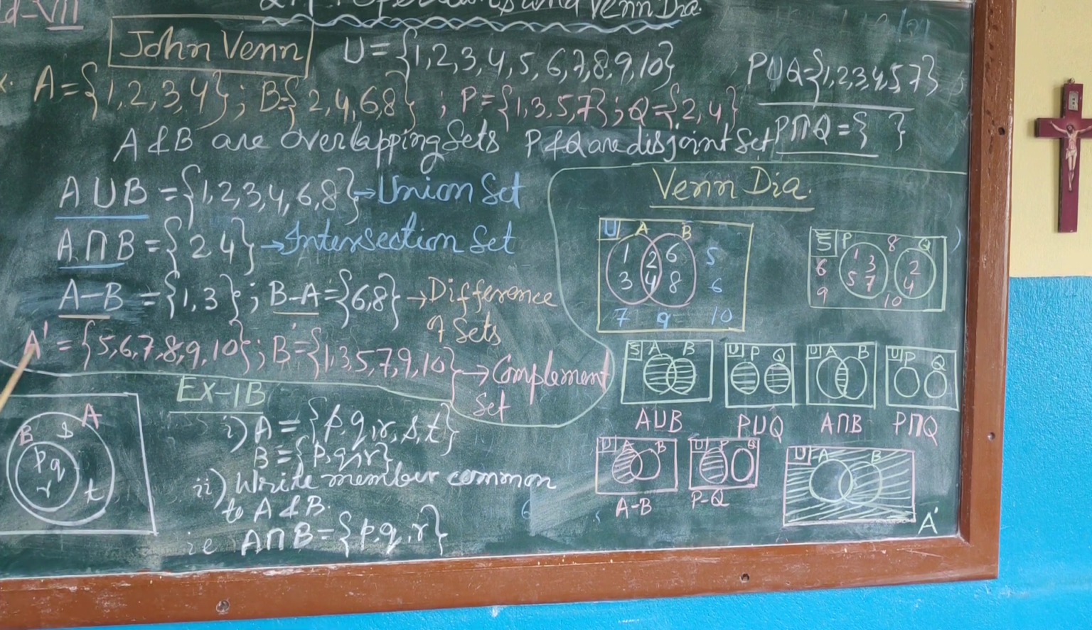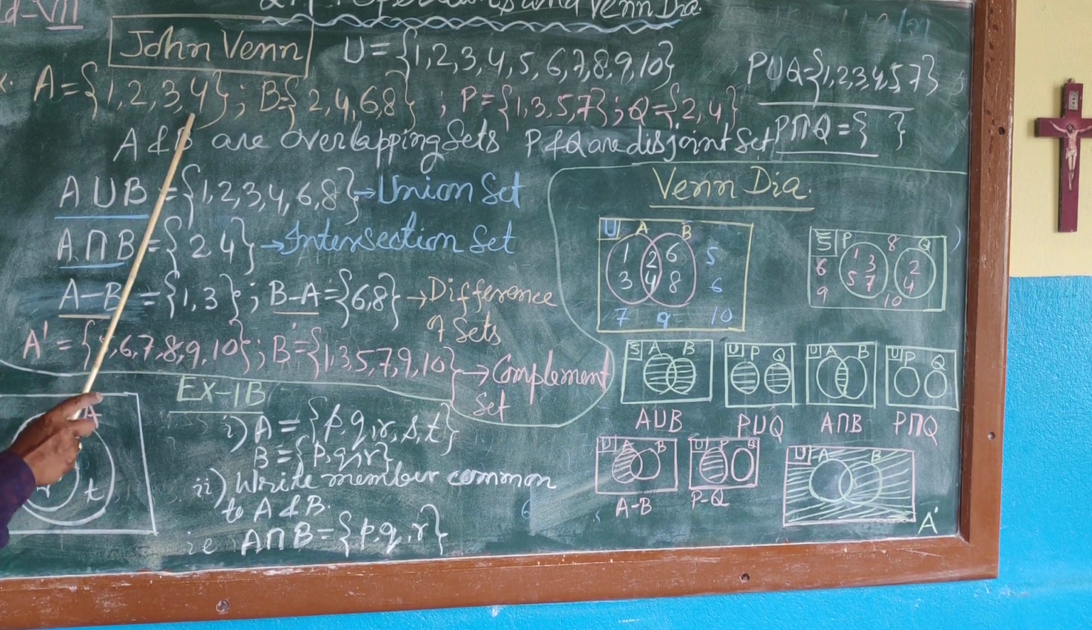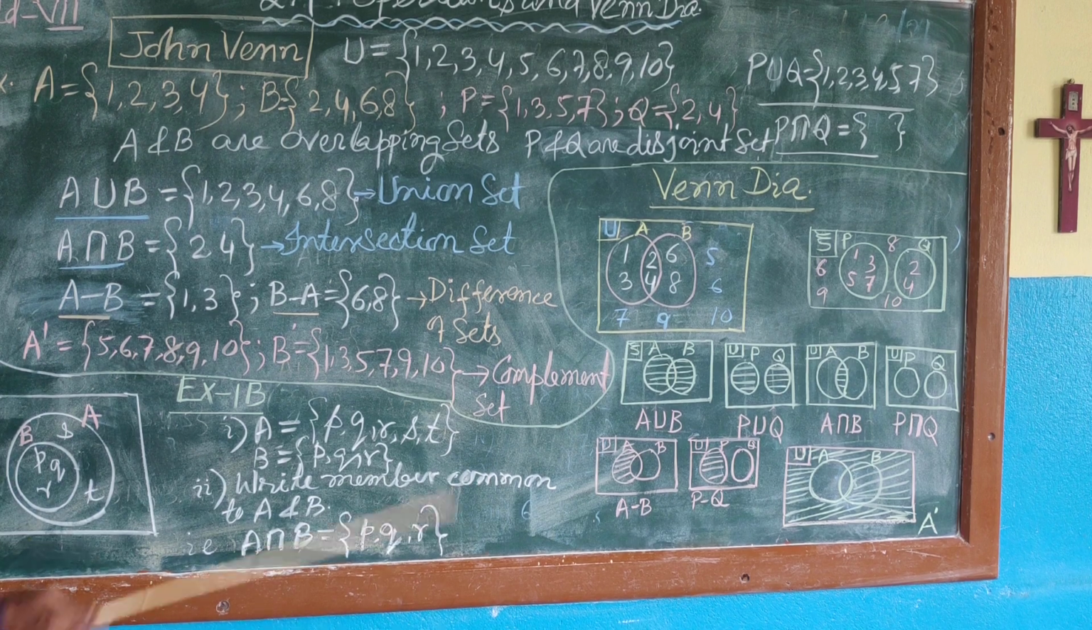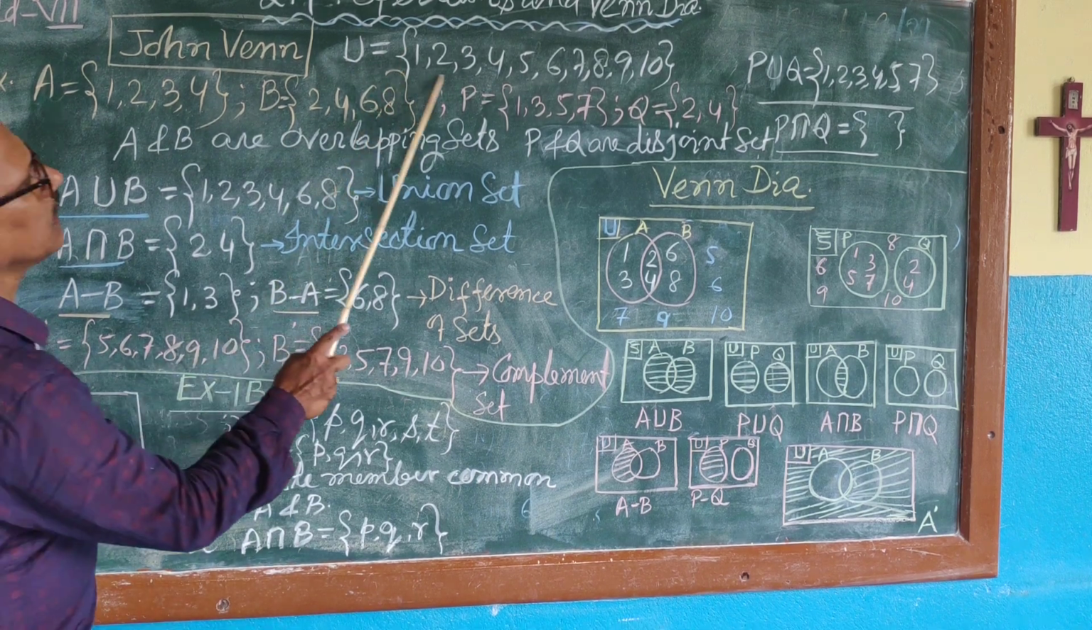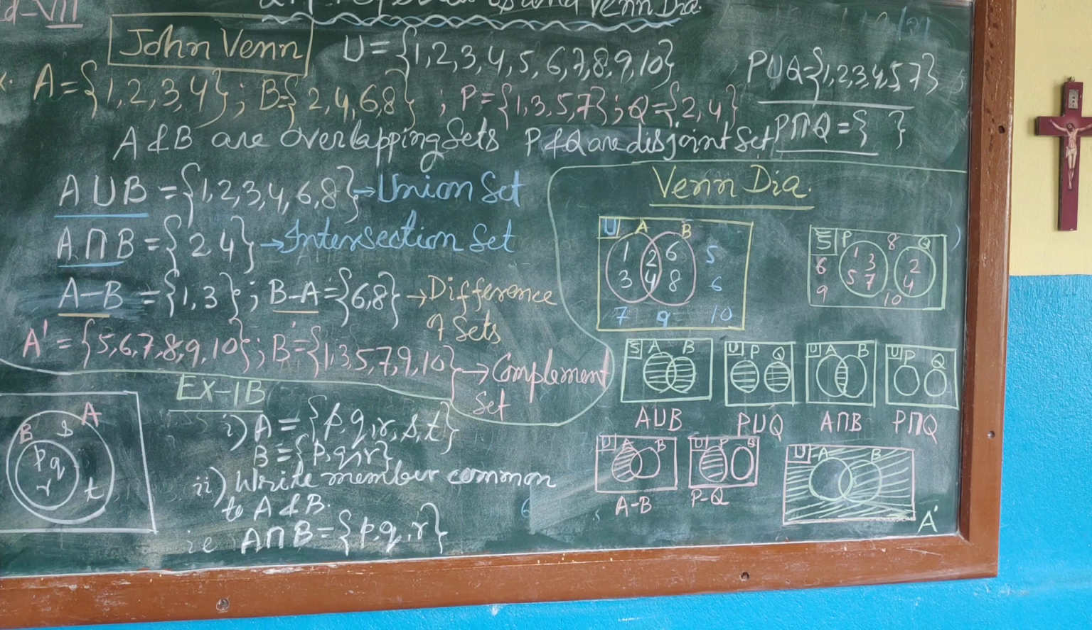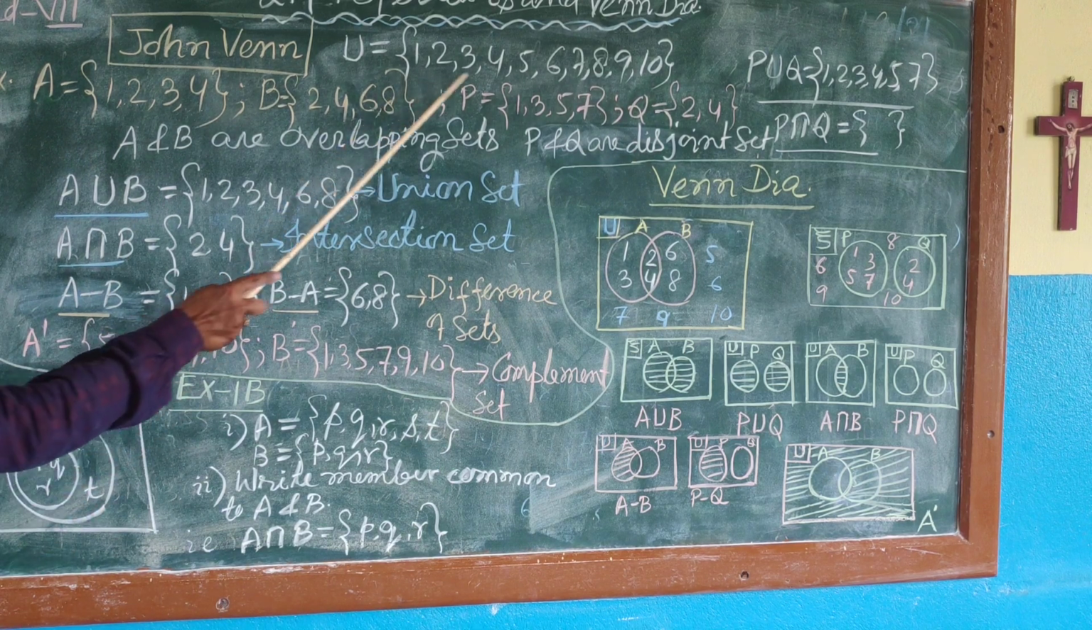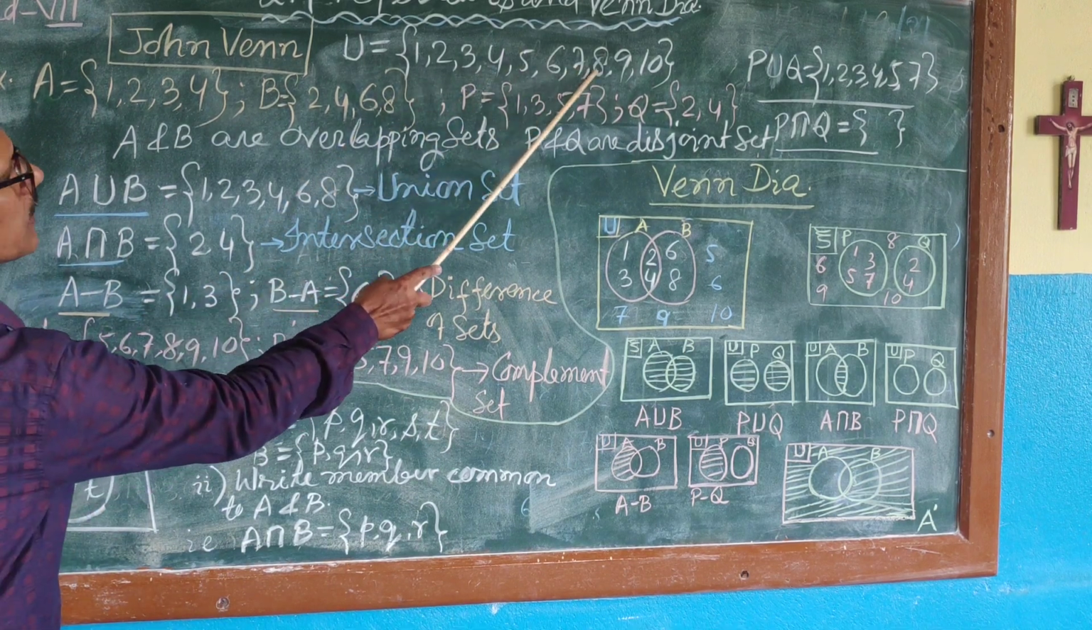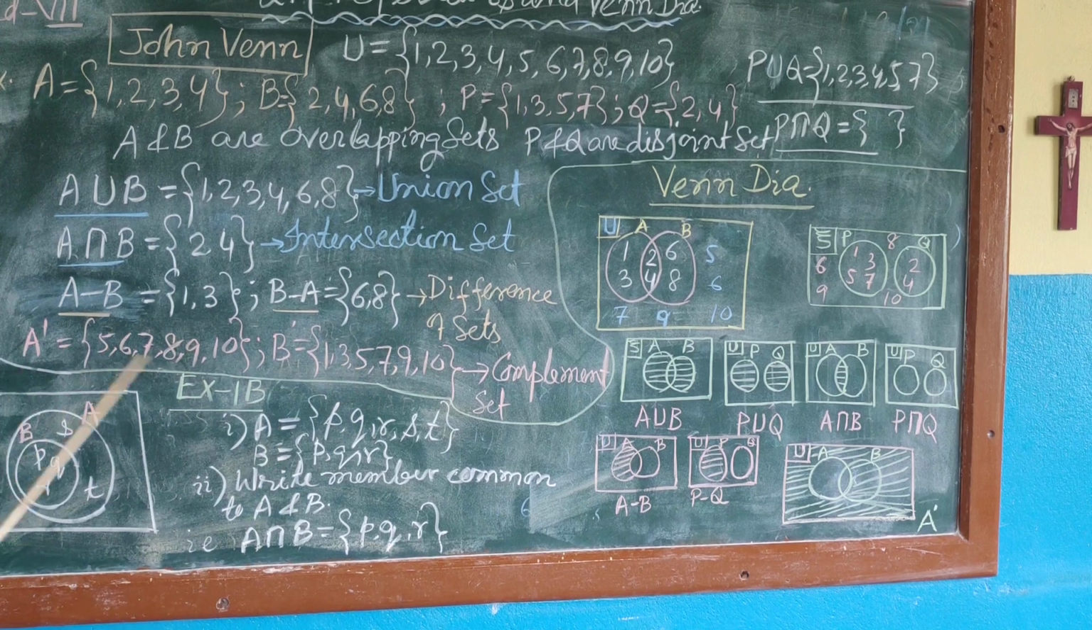What does this say? So A complement is what? A complement means leaving the elements of set A, you leave them. The remaining elements of the universal set are the A complement. So of 1, 2, 3, 4, you leave them, then 5, 6, 7, 8, 9 and 10 remain. So A complement will be 5, 6, 7, 8, 9 and 10.